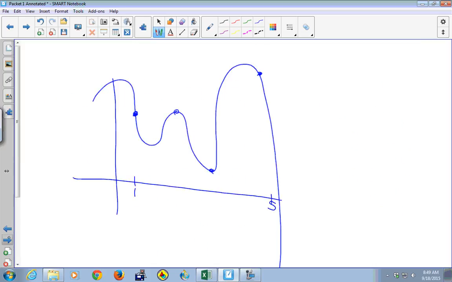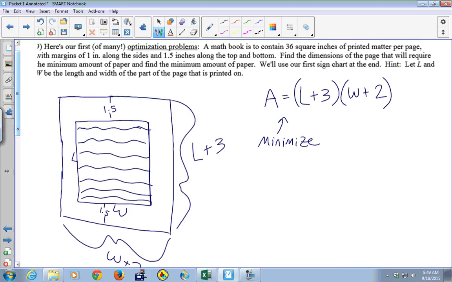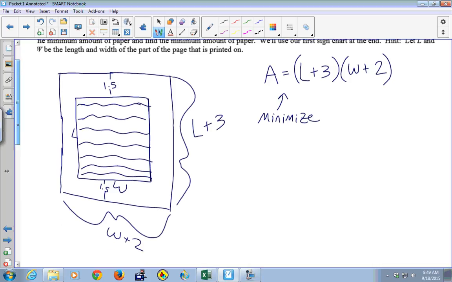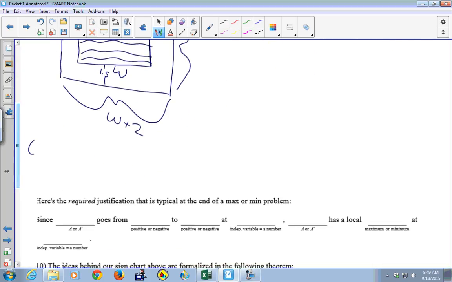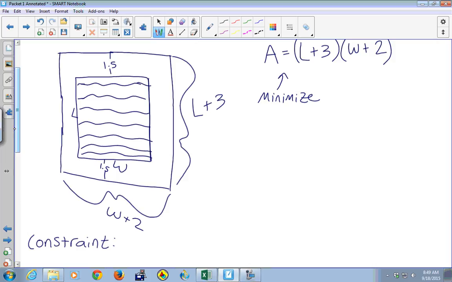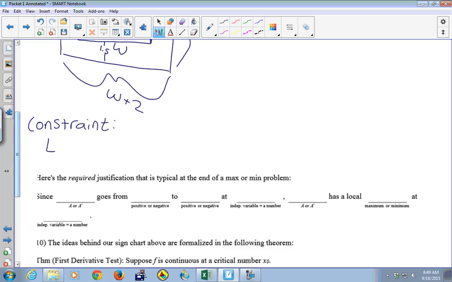But what makes this one a little different or harder is that there are two variables, right? This isn't A as a function of X. I have L and W. So this is the function I want to minimize, and I have what we call a constraint. And that's that the printed area has to be 36 square inches. How would I calculate the printed area? L times W, length times width, has to equal 36.